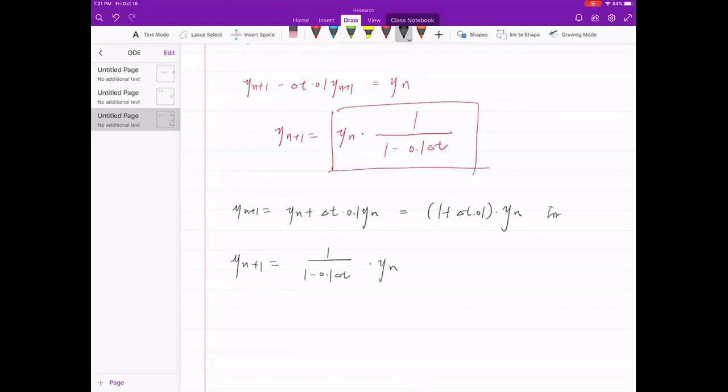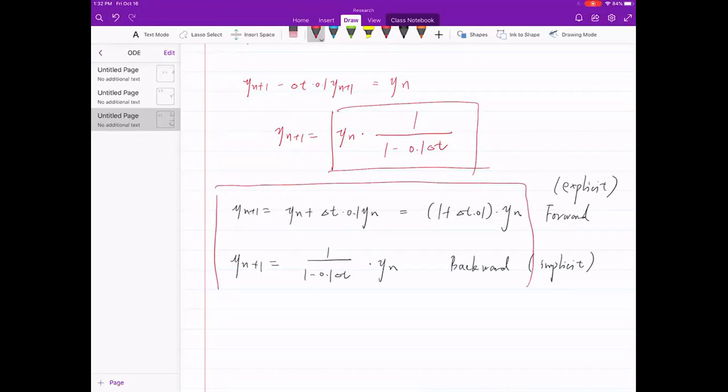Forward Euler. Backward, implicit. This is explicit. This is explicit. If we write both here, that'll be what you get.